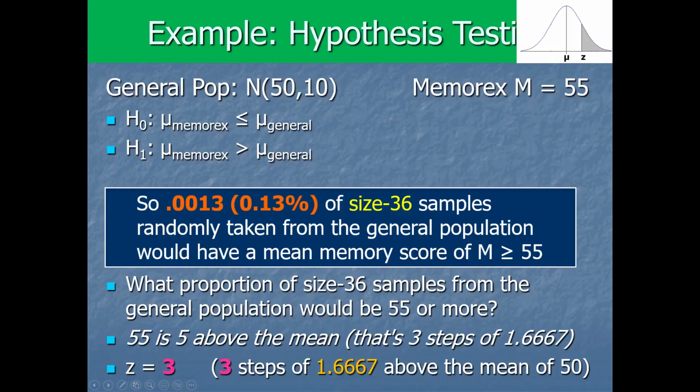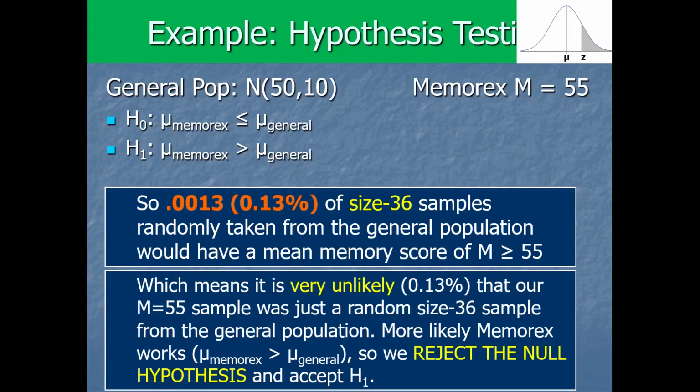That's a low percentage, low chance, which means it's very unlikely that our M = 55 sample was just a random size 36 sample from what we would see if the null was true. Thus, it seems intuitively more likely that Memorex works, that the Memorex population is higher than the general population. So we reject the null hypothesis and accept H1. We go out and tell people we have evidence that Memorex works.